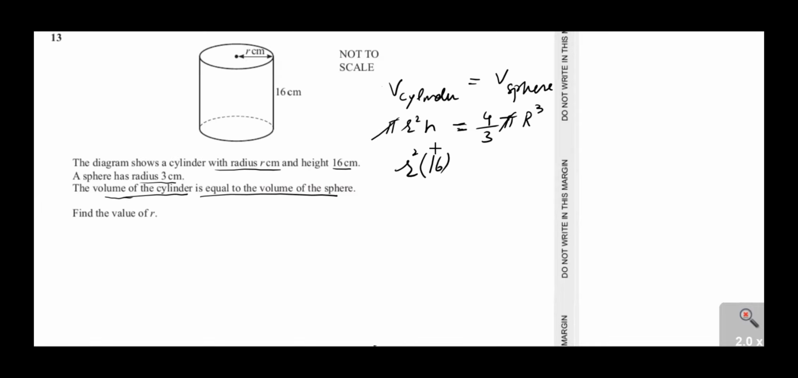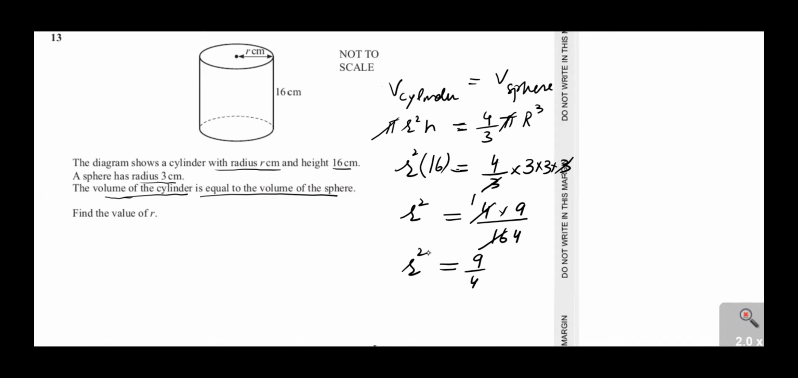We write r square into 16 equal to 4 over 3 R cube. R is the radius of the sphere, it is 3 into 3 into 3, and 3 would be cancelled. We write 4 into 9, and this r square will be equal to 4 into 9 over 16, and 4 times 1 is 4, 4 times 4 is 16. This is 9 over 4. To calculate the value of r, we take the square root on both sides. This r will be equal to 3 over 2, and this is the answer.